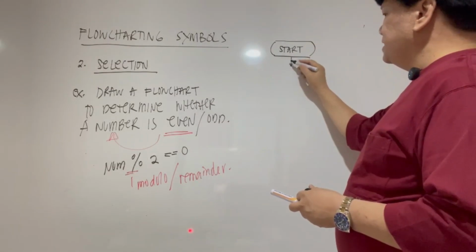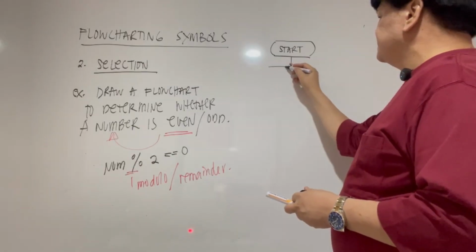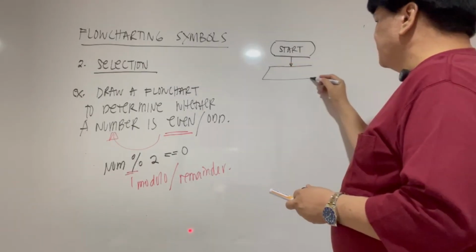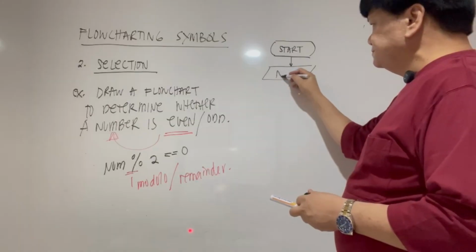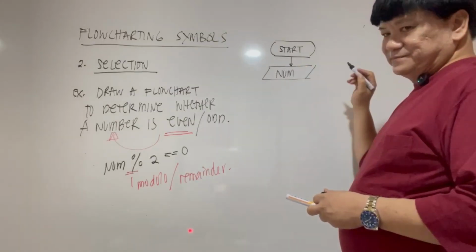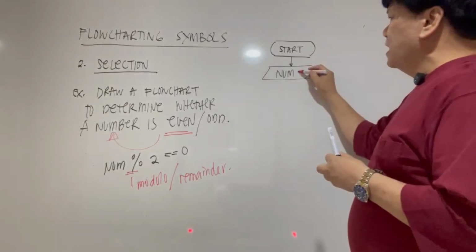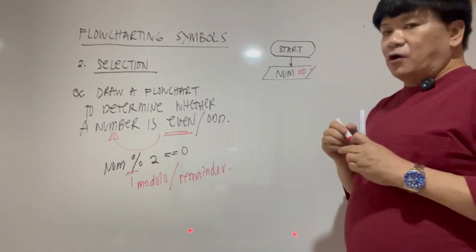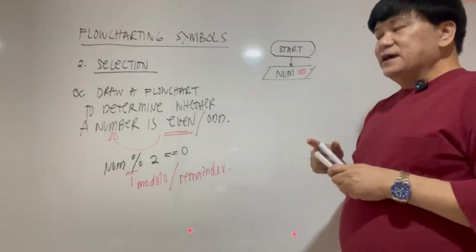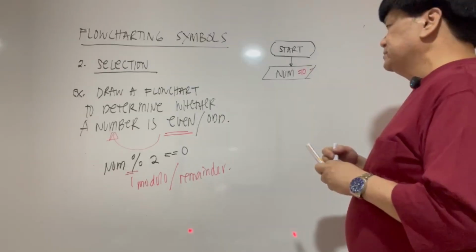Now we have the input. This time, let's make use of the variable num for the input. So we have an input already, no? Let's say, for example, our input is 10. Later on, let's determine whether that 10 is an even number or not.